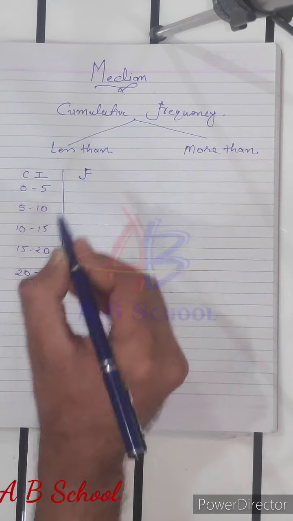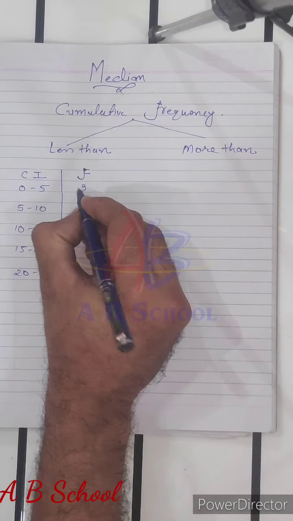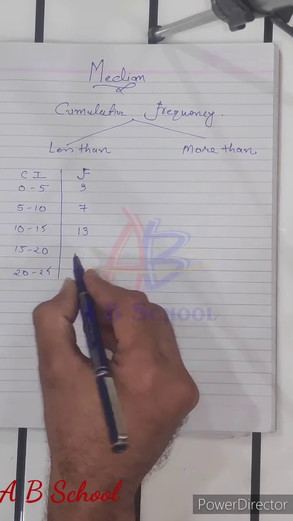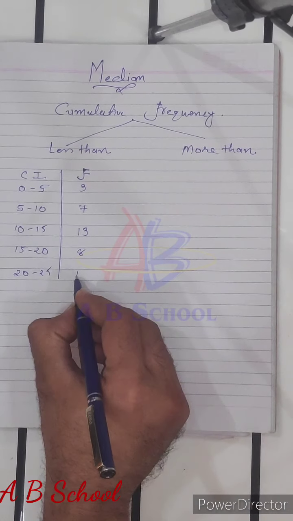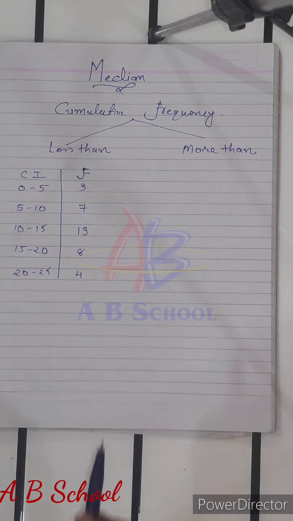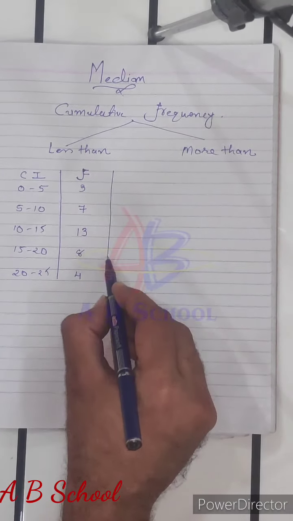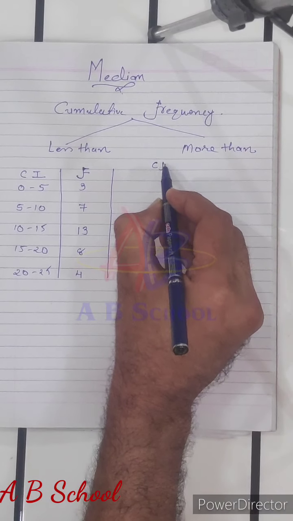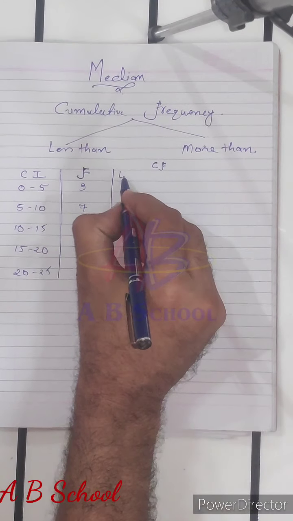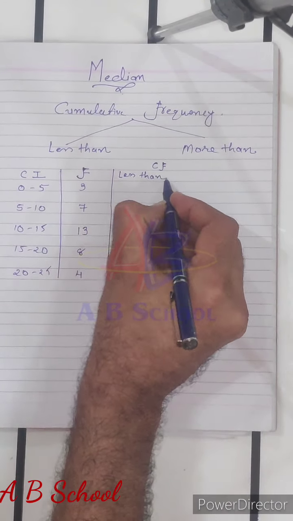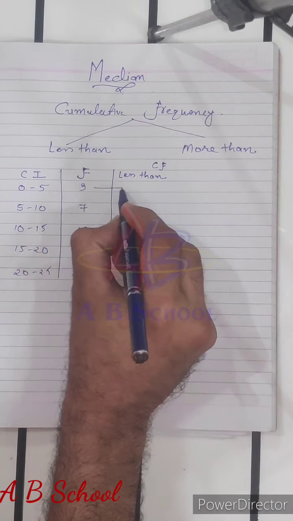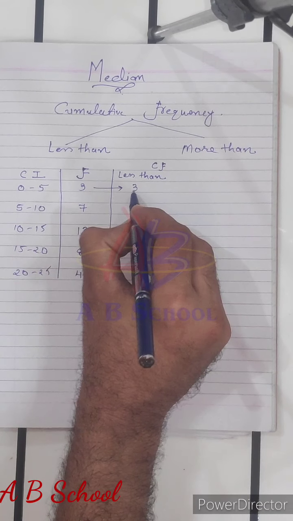Let me take the frequency 3, 7, 13, 8 and 4. So this is the class interval and frequency has been given. Now let us go for the cumulative frequency. We call it CF. This is cumulative frequency. First let us see less than type cumulative frequency.